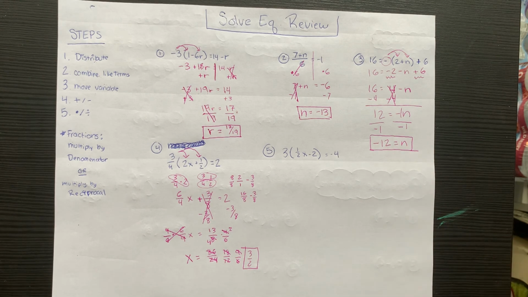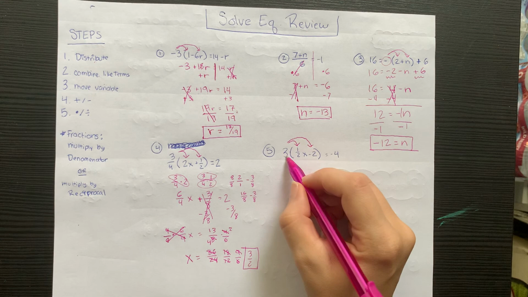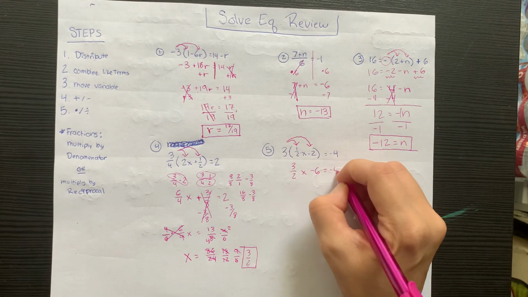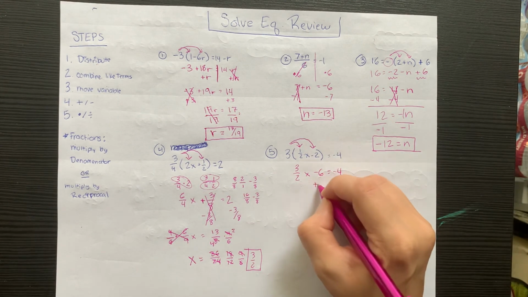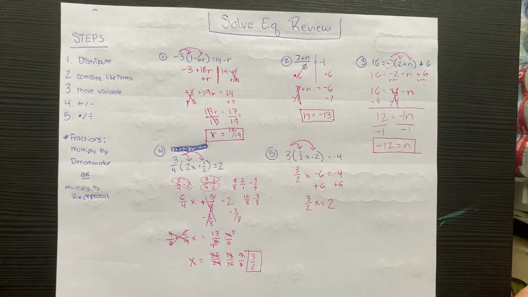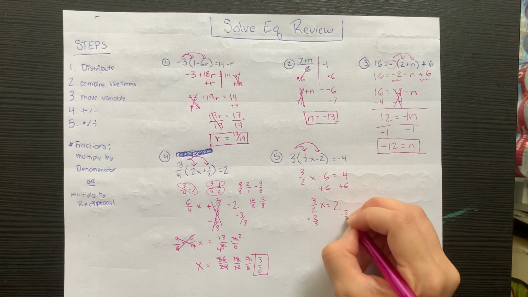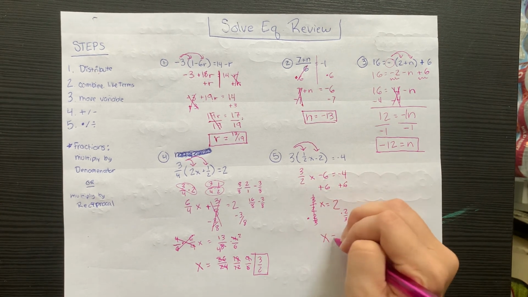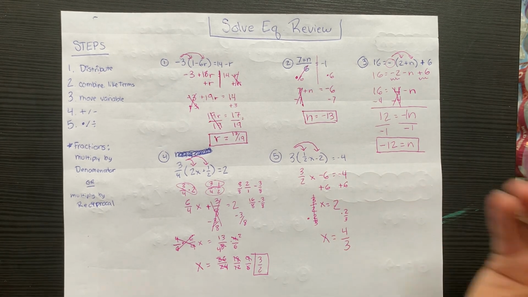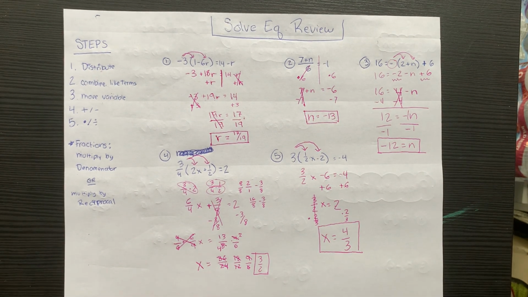Number 5. I'm going to distribute my 3. That's 3 over 2x minus 6. Add the 6. 3 over 2x equals 2. Multiply by the reciprocal. 2 times 2 is 4 over 3. And no need to reduce that one. There you go. There's your solving equations review.